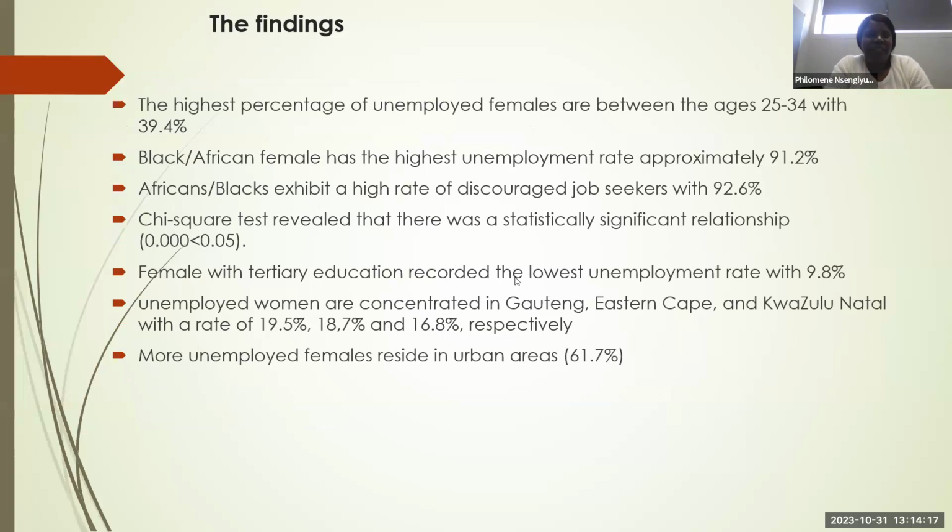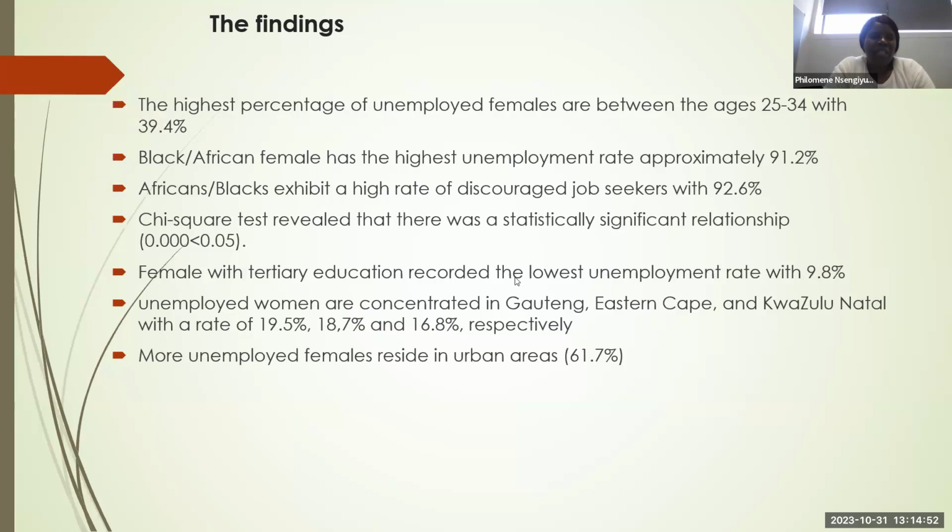The key findings: I found that the highest percentage of unemployed females are between the ages of 25 and 34, with 39.4%. So it is clear that females who are unemployed are between 25 and 34, which means we have high unemployment among the youth population here in South Africa.